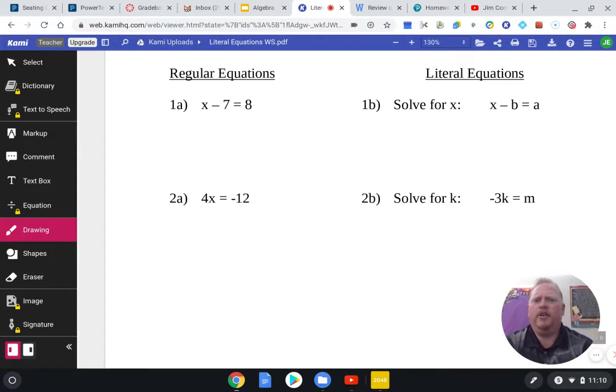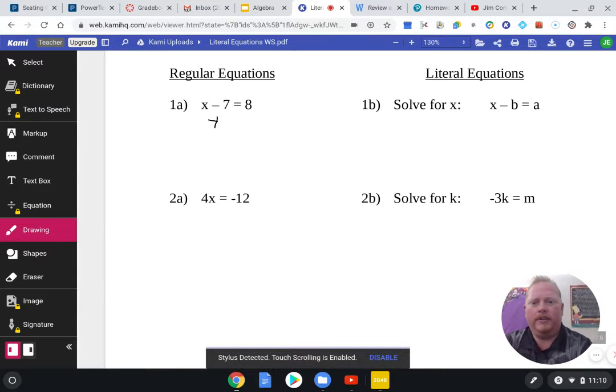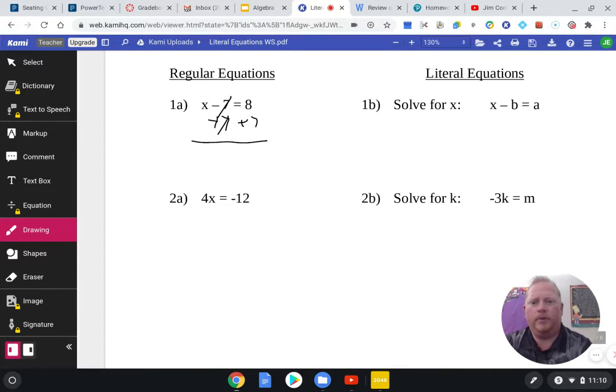All right, so let's start off with a regular equation like what's normal for us to see. So here I've got x minus 7 equals 8. So over here, to get x all by itself, we would add 7 to both sides. And the plus 7 and the minus 7 would cancel each other out. And you'd get x equals 15.